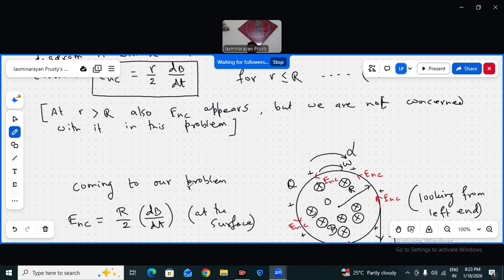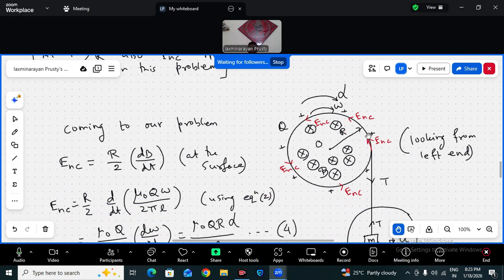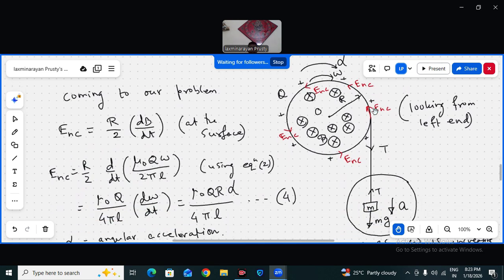That's it. So coming to our problem, we will see this situation again; I am redrawing. It is the same cylinder, and this is the hanging block. I'm showing it by an isolated circle, and this is ENC. As I told, on the surface it will be in the anti-clockwise direction like this, because B is increasing into the plane. So omega and alpha directions are shown. I'm looking from the left hand.